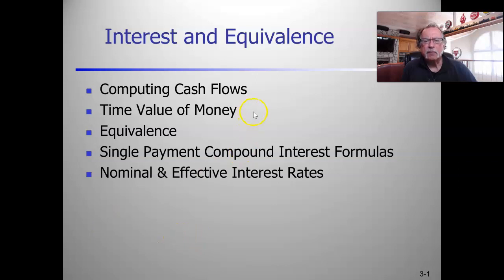So what we're going to talk about first is computing cash flows and the time value of money, equivalence, and then single payment compound interest formulas, and nominal and effective interest rates. So all of this is going to be extremely important going forward when you do your project justification calculations.